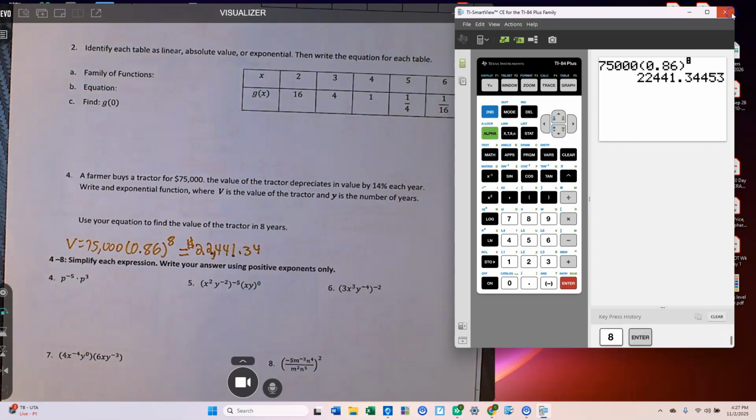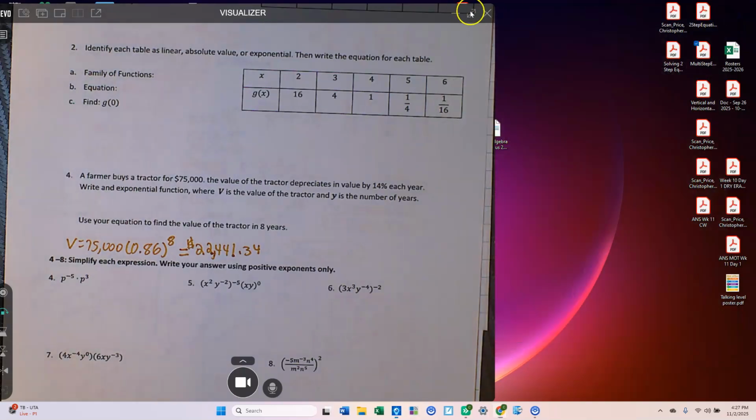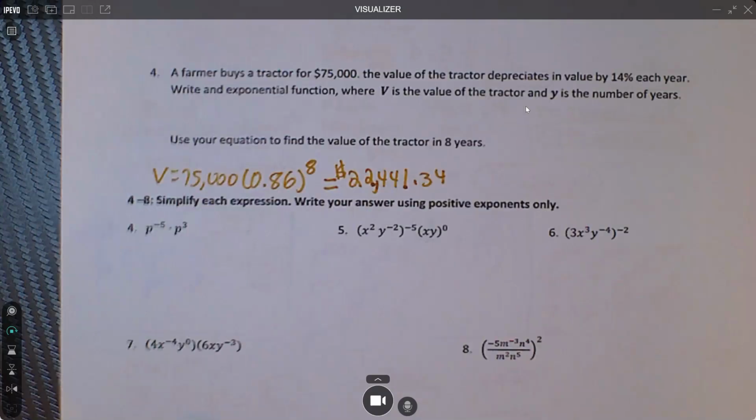Okay, now we're getting into the exponents. And again, the only way to get better at exponents is practice exponents.